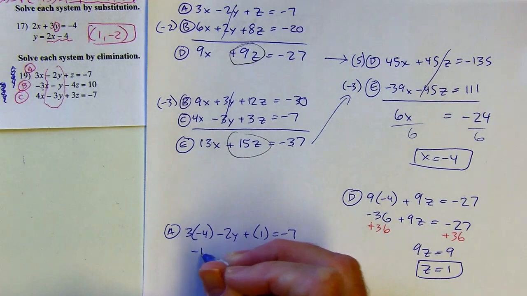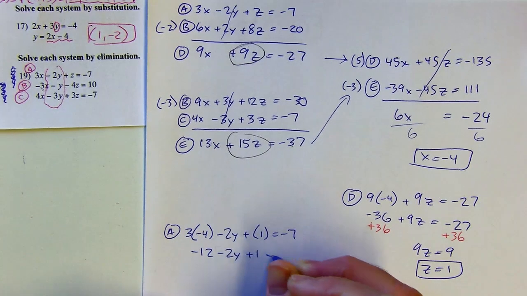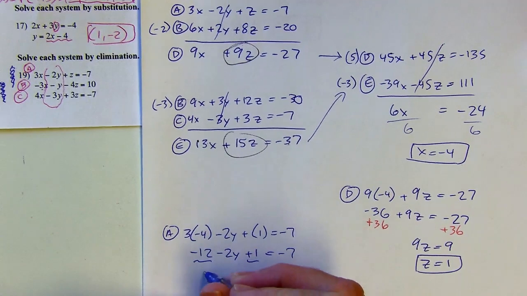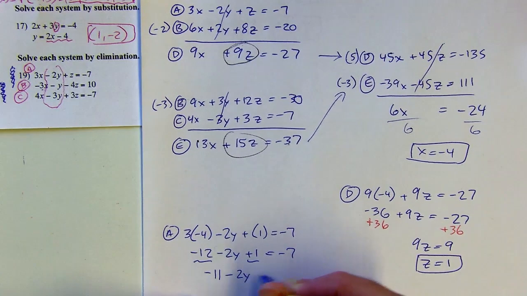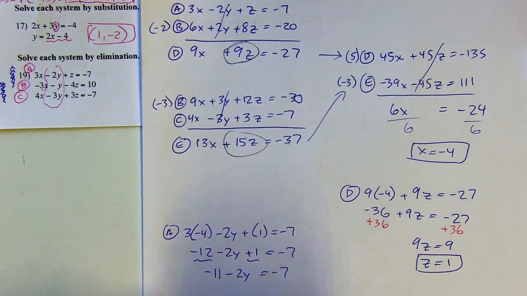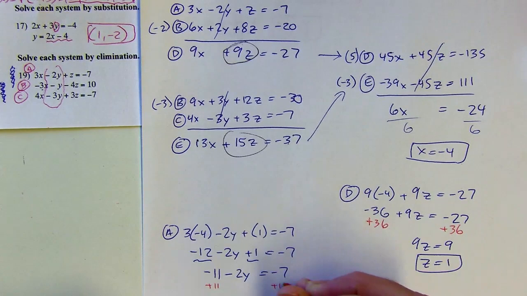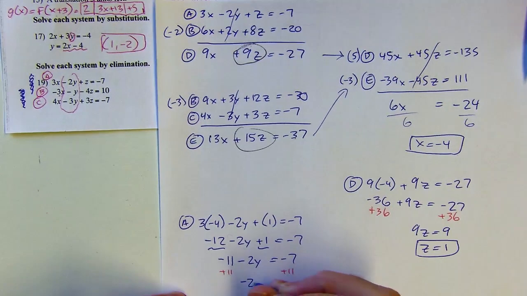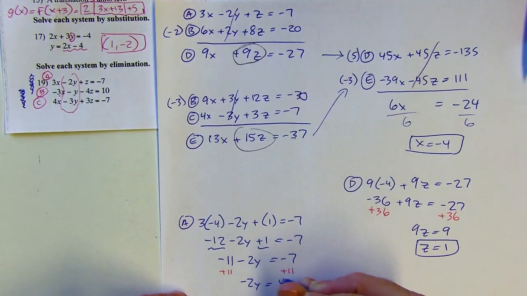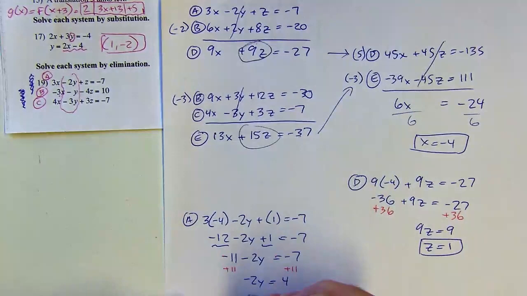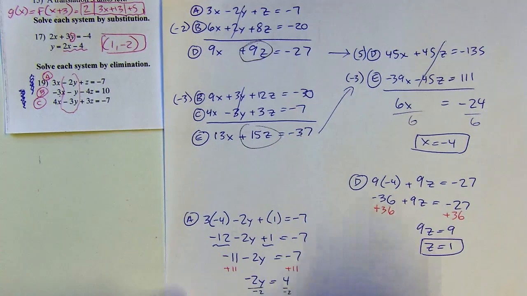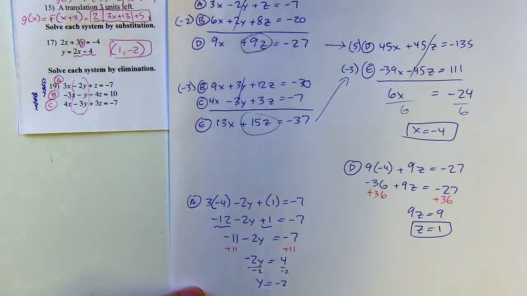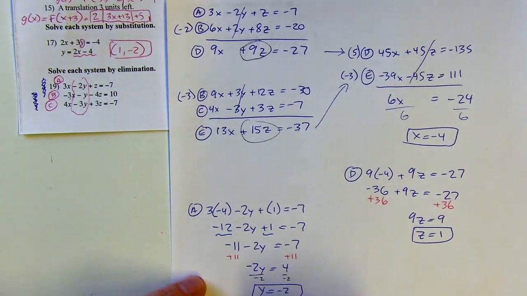So let's see. Okay, I'll combine the negative 12 and the positive 1. Then I'll add 11. Almost off screen. Let me zoom out a little bit. Okay. And then divide by negative 2. And y will equal negative 2. And off screen one last time. There we go. Okay. And now I have my x, my y, and my z.